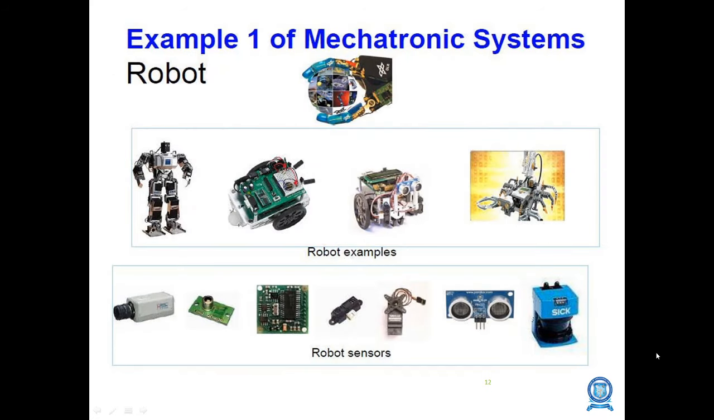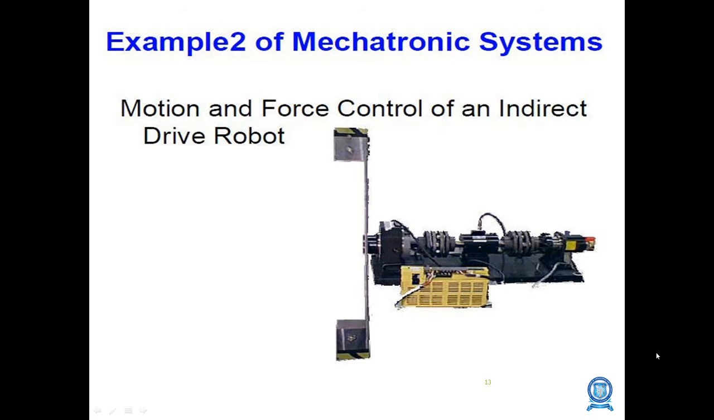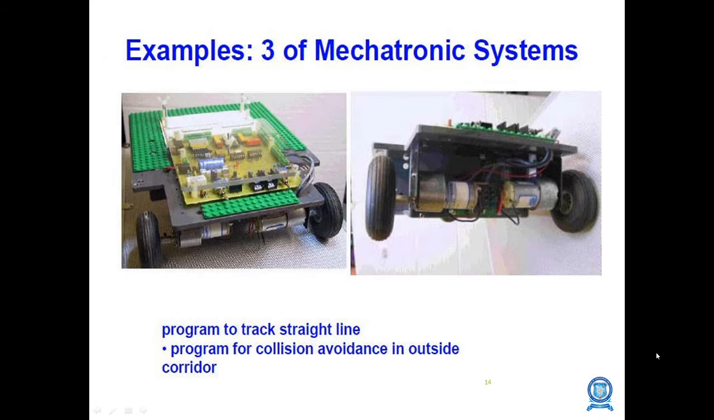The first example of a mechatronic system is a robot. A robot consists of several chips and several components like leg and head. Each and every one has a sensor, like a light sensor, proximity sensor, sound sensor, temperature sensor, etc. Example 2 of a mechatronic system is motion and force control of an indirect drive robot. The third example is a program to track a straight line, that is, a program for collision avoidance in an outside corridor.